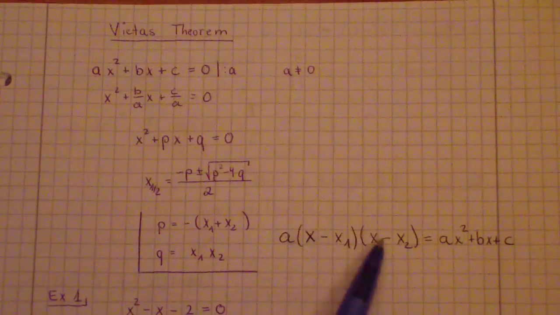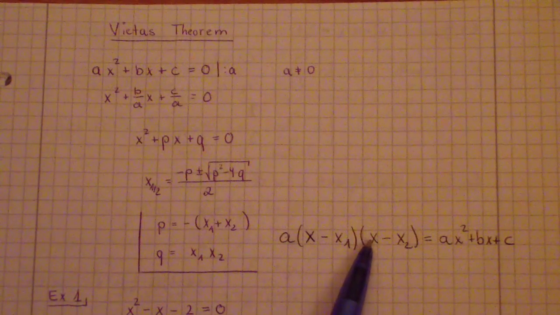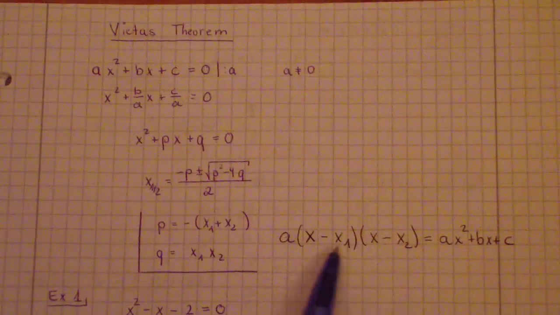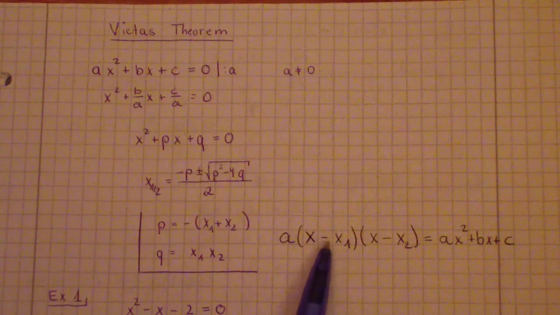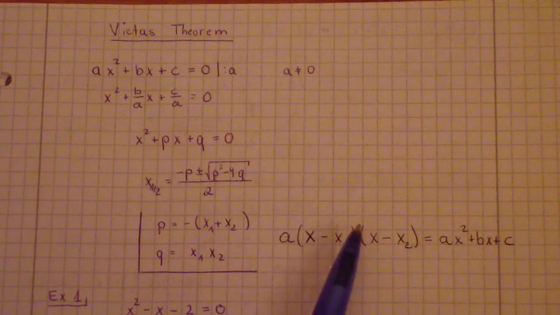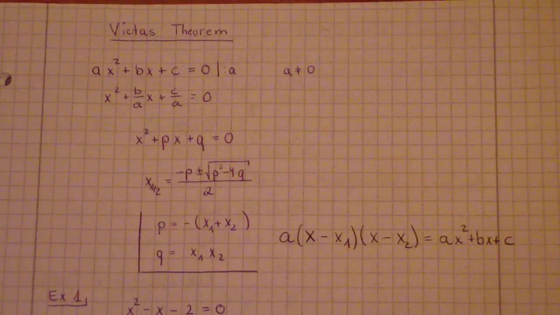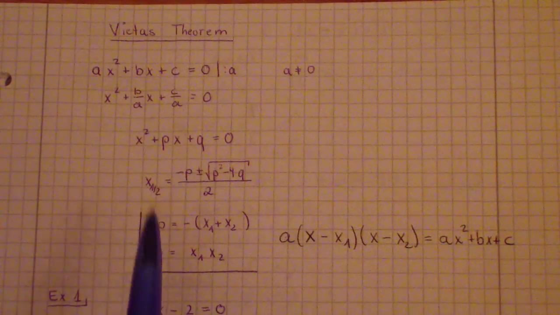He saw that this solution, if you just multiply this out, you will get x squared minus x1x. Then you multiply this with this, you get minus x2x plus x1x2, and actually you see x1x2 will give you the constant term, and minus x1 plus x2 are the coefficients of the linear terms, and this is what is called p here.